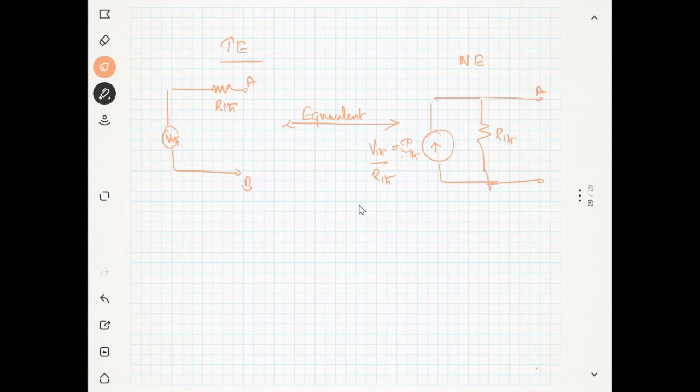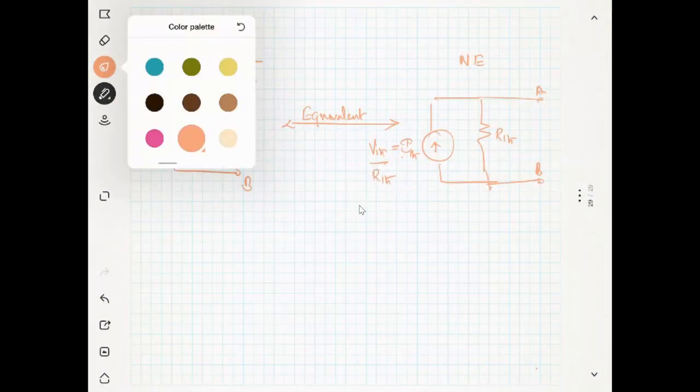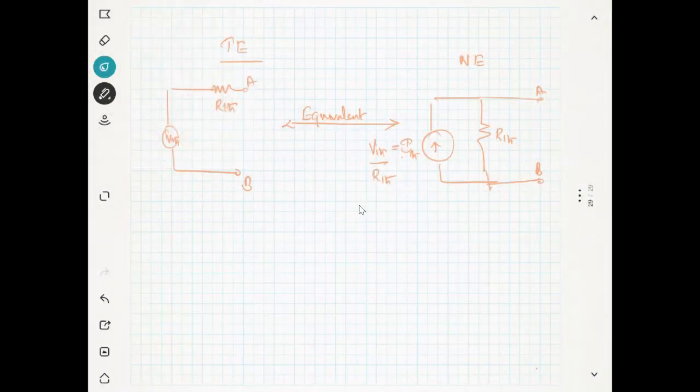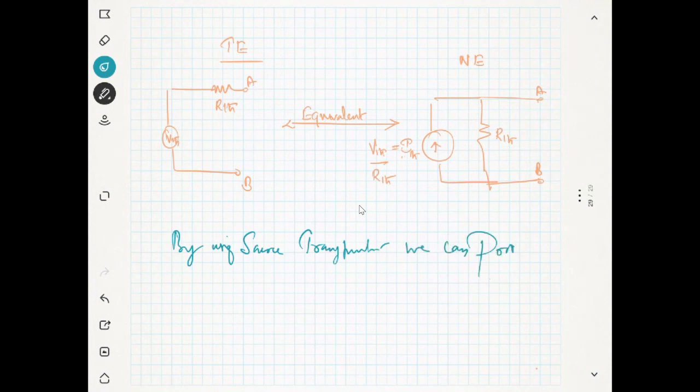By source transformation. Yes, source transformation. Okay, this is very easy. So by using source transformation, you don't need another proof. By using source transformation, we can prove this. This is our proof by using source transformation. I am going to prove it. Okay, we can prove this.